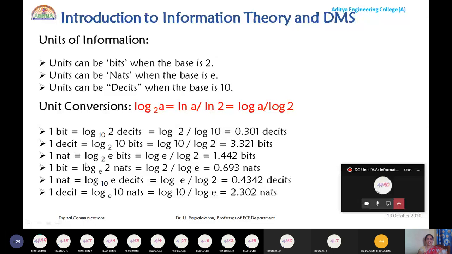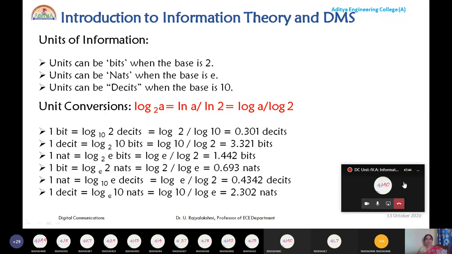Similarly, one nat is log e base 2 bits, that is log e by log 2. Check log e by log 2. Ma'am, 1.44269. Very good.